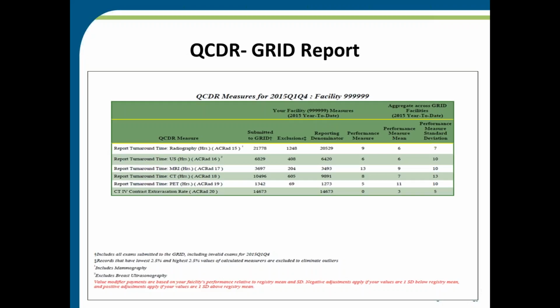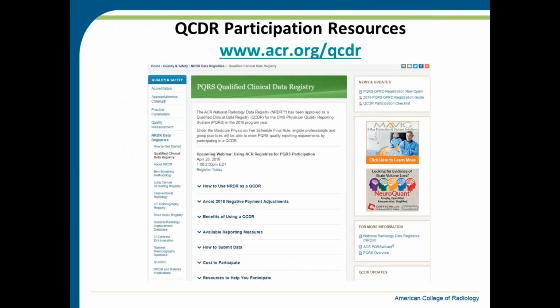And then this is just another example of the feedback reports that we give them for the GRID registry, which is most of our turnaround time measures, and it's broken out by modality. And so the doctor can see how many measures they submitted to GRID, and they can see their performance and the standard deviation in the means as well. I mentioned this earlier, but we have an awesome web resource that has all this information about our data and what the cost is. Everything is available at this URL.